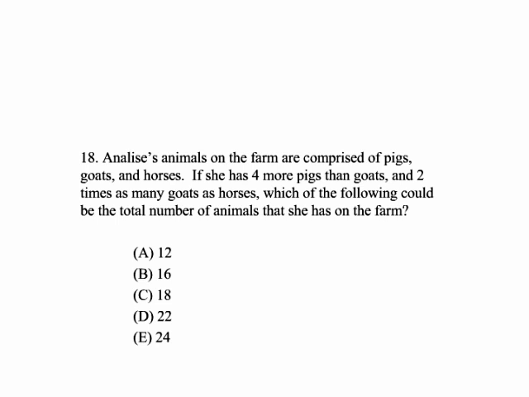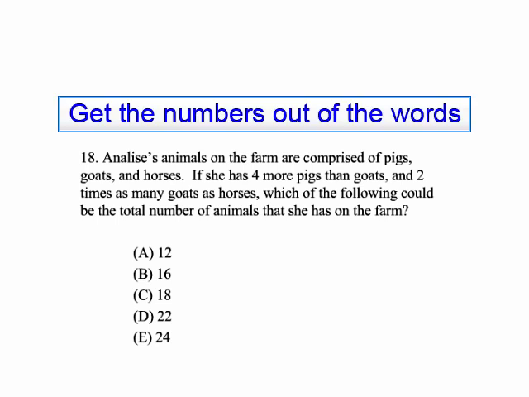But in this case, we've got animals on the farm are comprised of pigs, goats, and horses. She has 4 more pigs than goats and 2 times as many goats as horses. Which of the following could be the total number of animals she has on the farm? Okay, you look at it and you go, well, what do I do with this? The first thing you do is get the numbers out of the words.